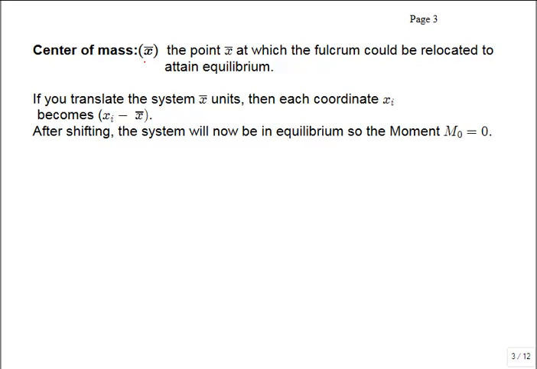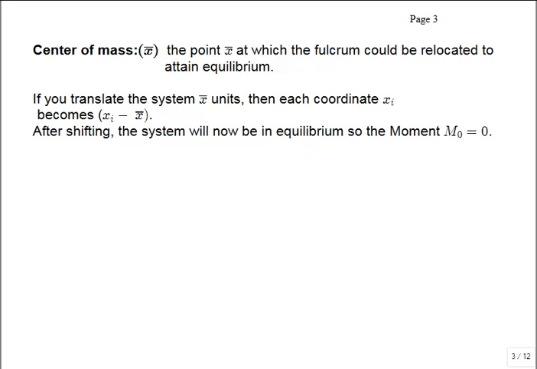So center of mass, which is typically notated by this x bar, is the point x bar at which the fulcrum could be relocated to attain equilibrium. Now, in order to do that, you're going to have to shift these masses and these points around. So if you translate the system by x bar units, the center of mass, then each coordinate x sub i becomes x sub i minus x bar. So we're going to shift all the points either to the left or to the right by this amount x bar. After shifting, this system should now be in equilibrium so that its moment about the origin is going to be 0.